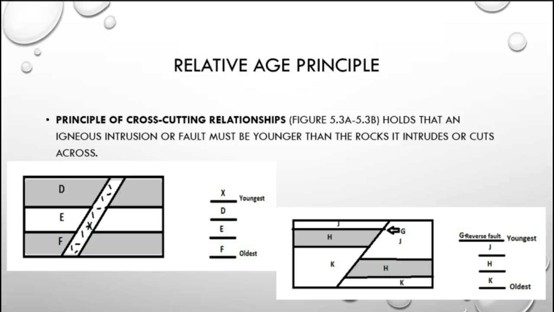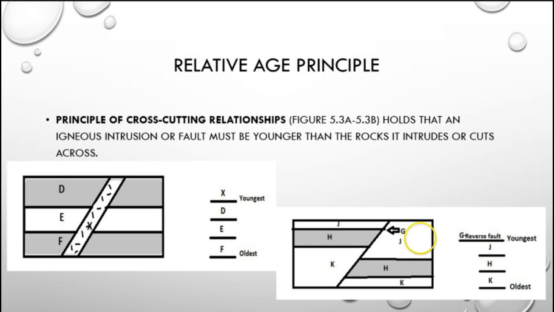This is like looking at a loaf of bread. A loaf of bread is older than the cuts that run through it. The bread existed before it was cut. Therefore, the bread is older than the slices that cut through it. So, in placing these in order, we can put F as the oldest because it's on the bottom, superposition, followed by E, and then D, and then finally X, which cuts all three.